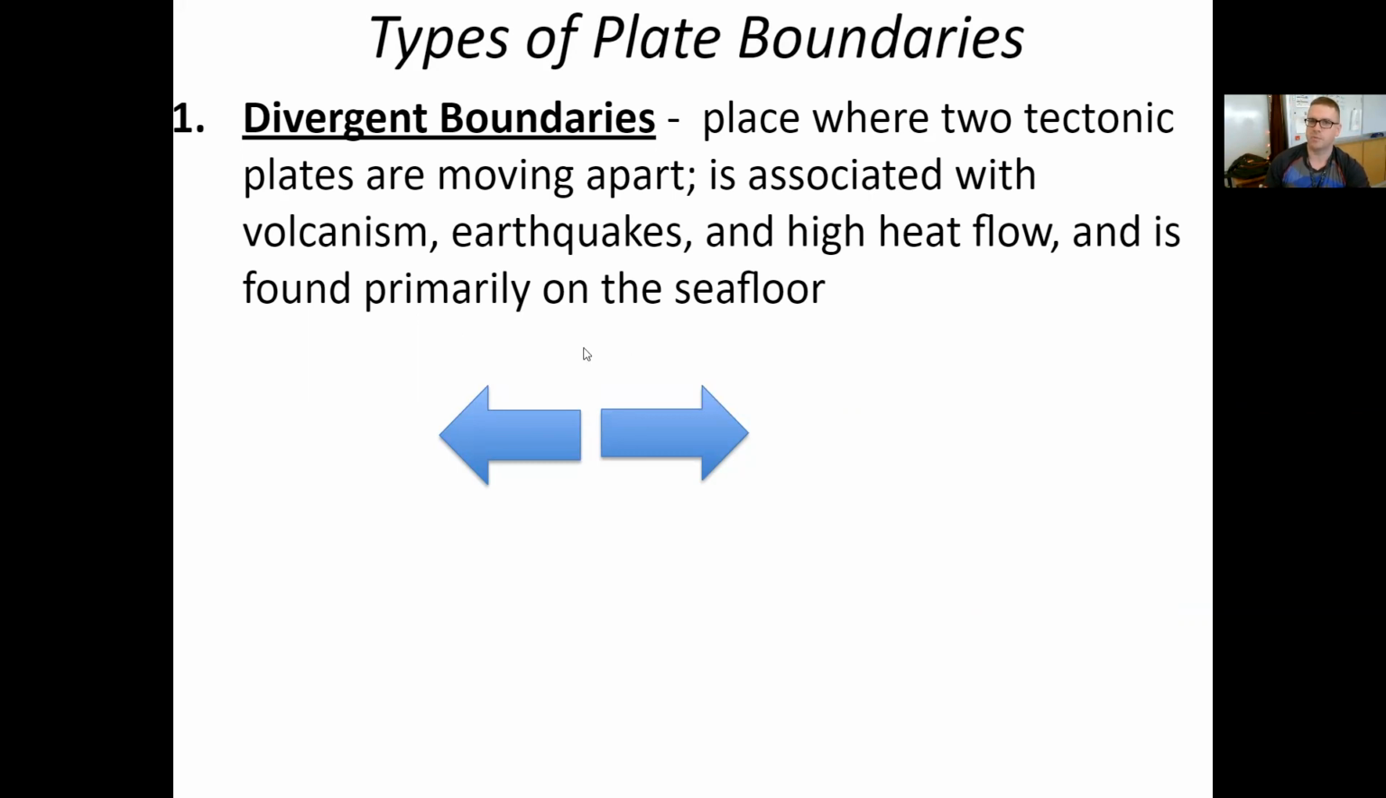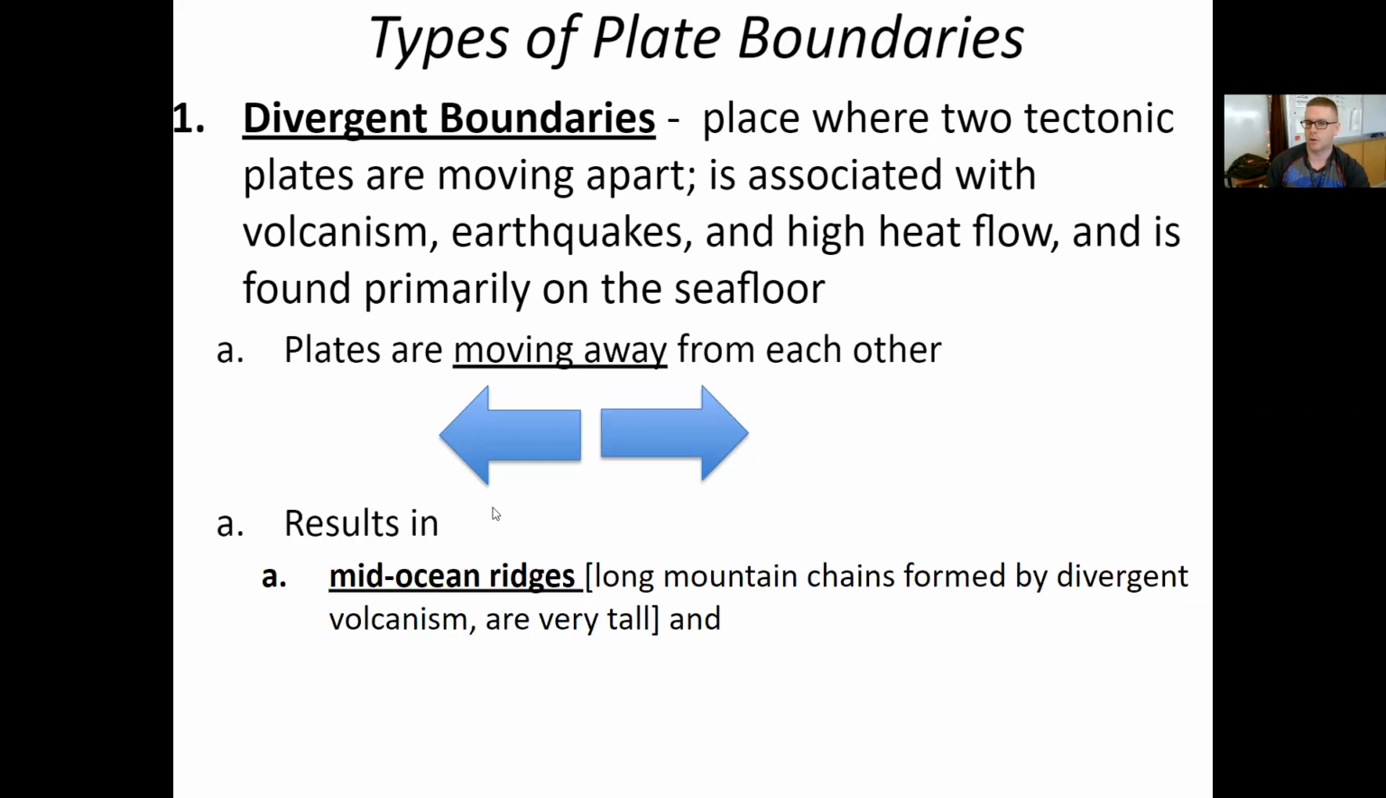Primarily, we find this type of plate boundary at the seafloor. However, there are one or two locations continental-wise where you can find divergent plate boundaries. Mid-ocean ridges, that's the main one that we're going to concern ourselves with when we're talking about divergent plate boundaries. Remember, our long mountain chains, because of this tectonic activity underwater, magma is coming up from our mantle.